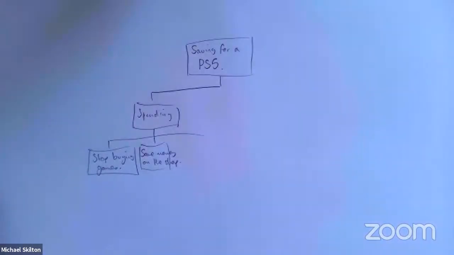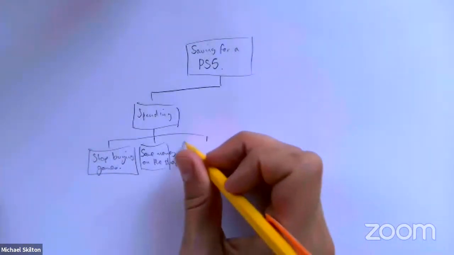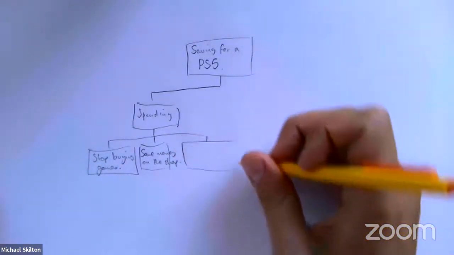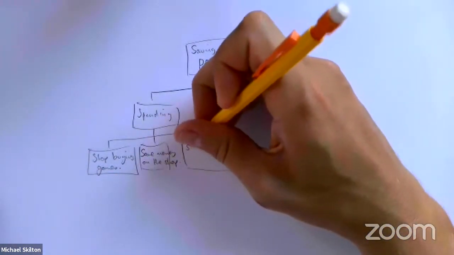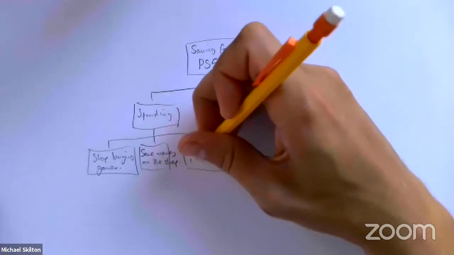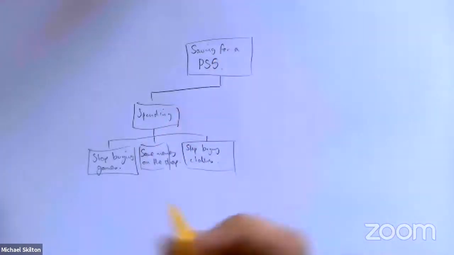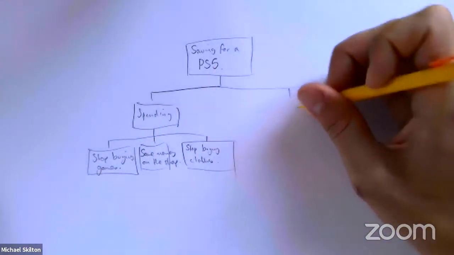To be honest, that's not a viable solution. The wife definitely wouldn't let me save money on the shop and then put that towards a PlayStation 5 pot of money. But in theory, that could help. What other things do I personally spend my money on? I can stop buying clothes. Okay, so these things I can stop with regards to my spending. What other facets of this problem are there?